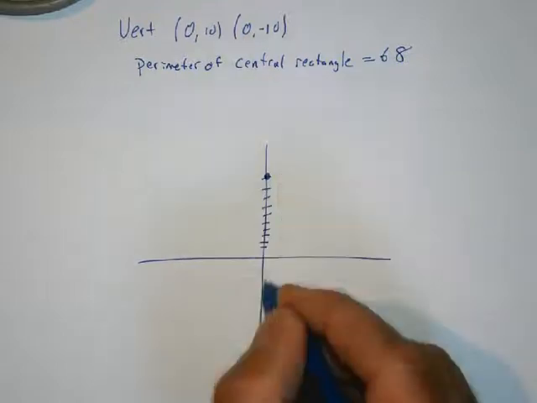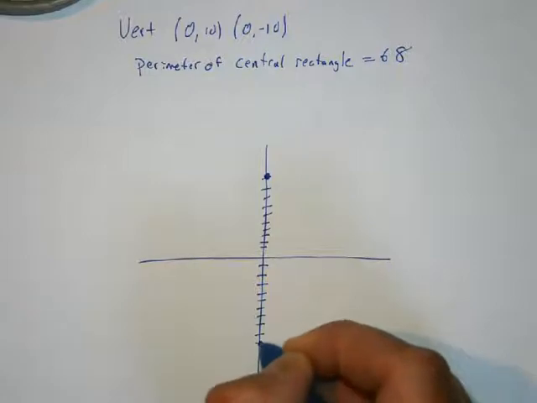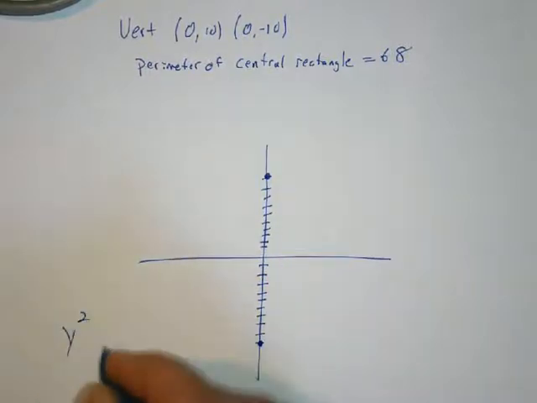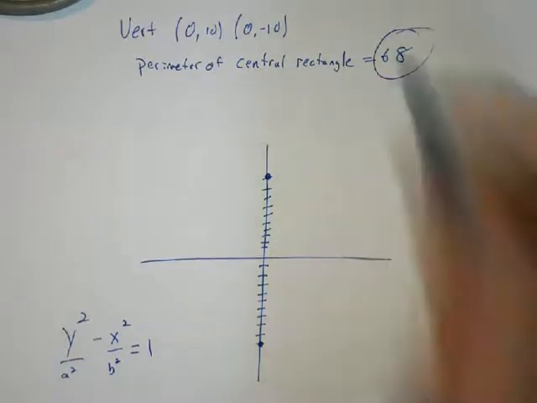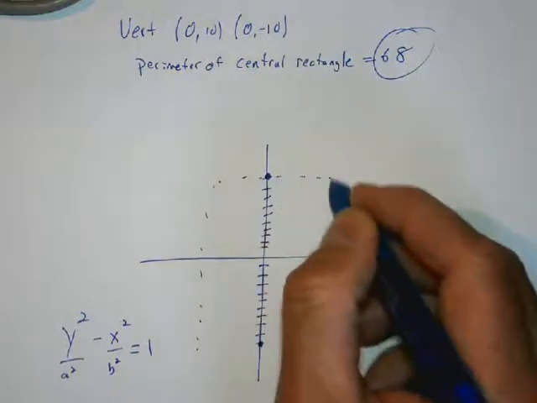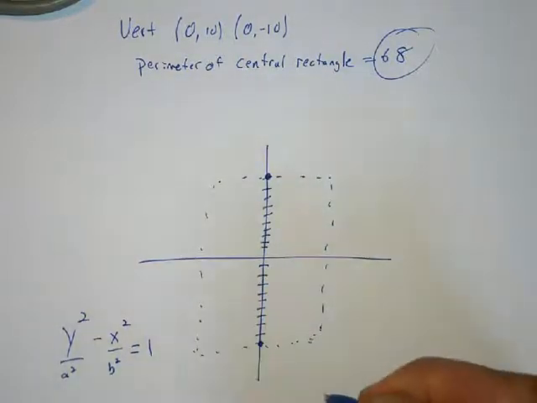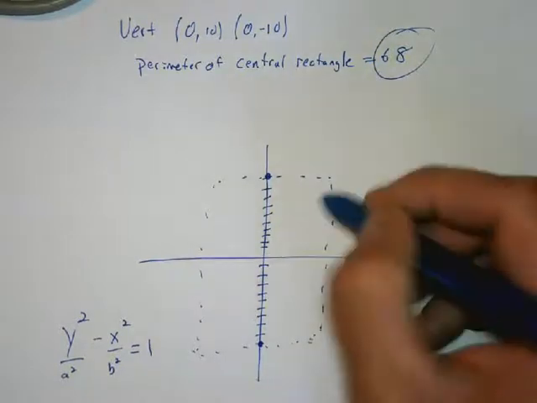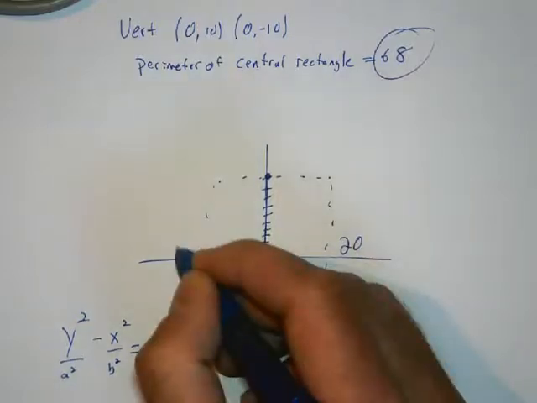So if my vertices are up and down, that tells me that it has to, again, be a y squared hyperbola. That just means the y value comes first. Okay? So the perimeter of this central rectangle that we use to get all the way around this, well, it's a rectangle, which means that opposite sides are congruent. If this much is 10 and this much is 10, that means each of these two sides are 20.